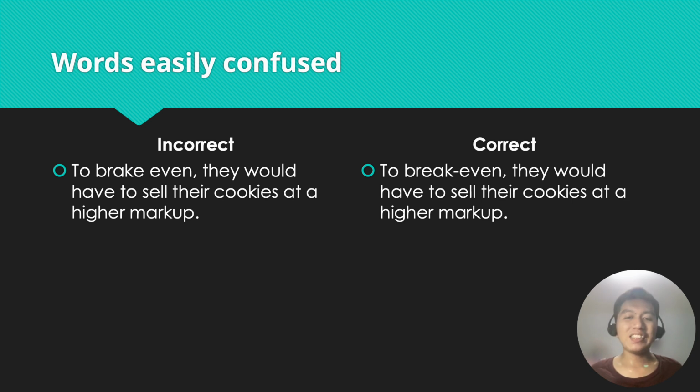Next, we have words easily confused, which is pretty self-explanatory. Here's an example. To brake even, they would have to sell their cookies at a higher markup. As you can see, the word brake, as in B-R-A-K-E, was used here instead of B-R-E-A-K. You can easily get confused by that because they sound the same. So a correct version of that sentence is to break even, B-R-E-A-K hyphen even, they would have to sell their cookies at a higher markup.